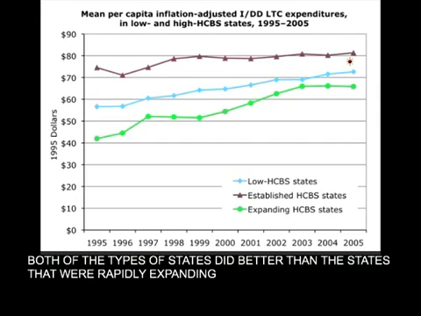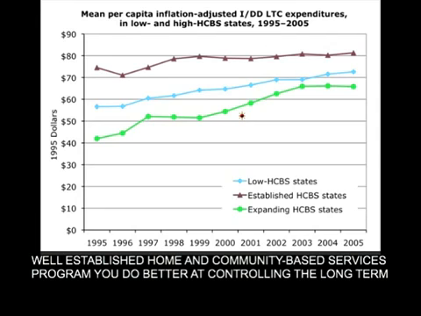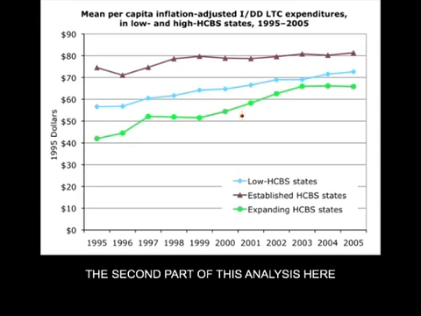And once again, both of those types of states did better than the states that were rapidly expanding their home and community-based services over the period. So in both cases, what you see is if you have a well-established home and community-based services program, you do better at controlling your long-term care spending.